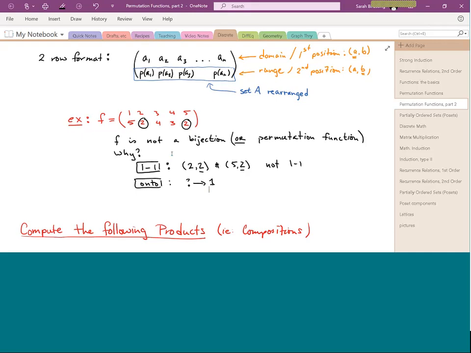So notice what that means in terms of what we're doing. That means in all of our work, we have to have exactly 1 copy of all of these numbers from our domain. Okay. Now, we talked about that last time. We just didn't have an example explicitly in this 2-row format.